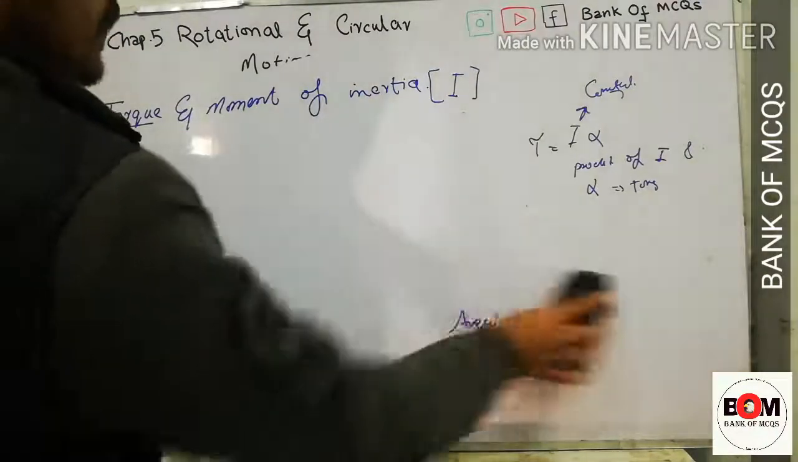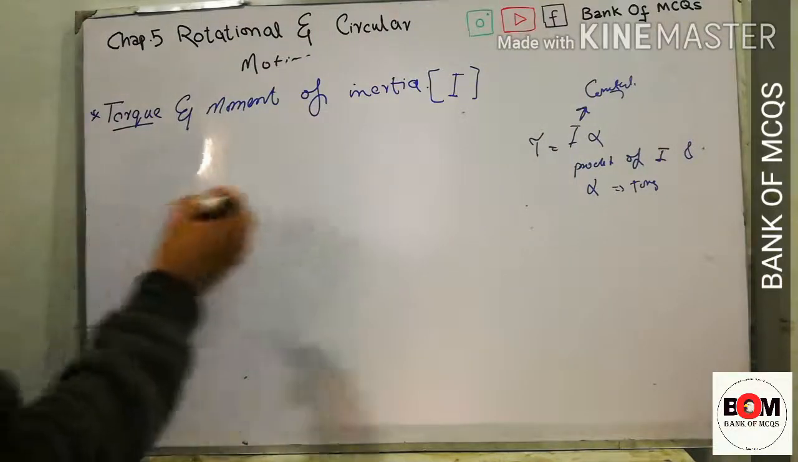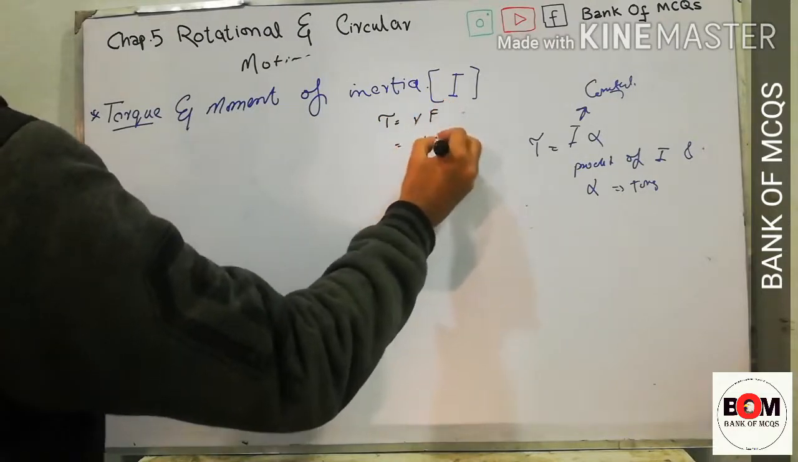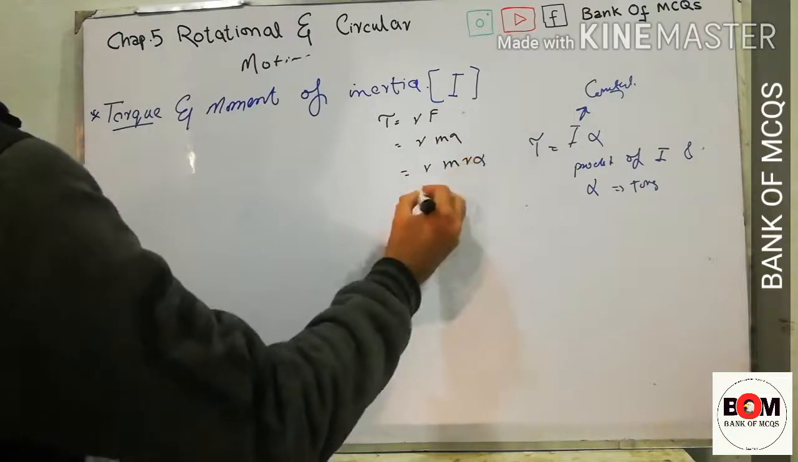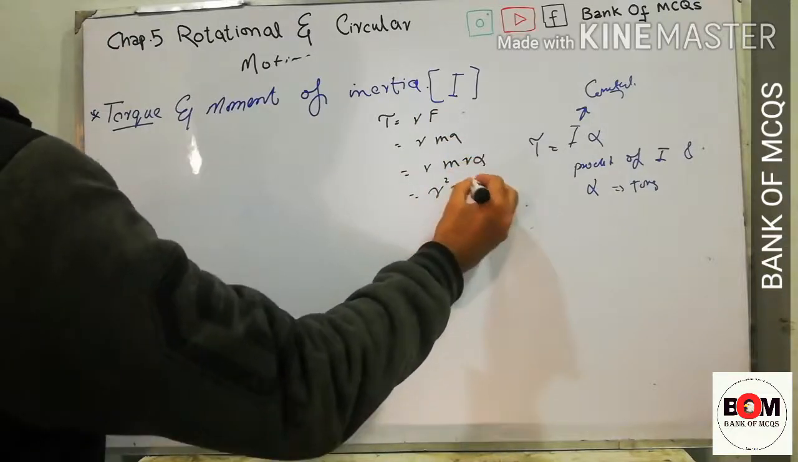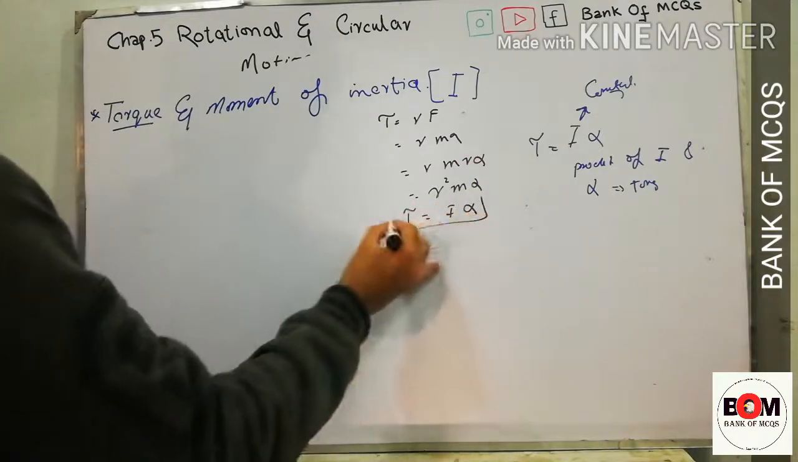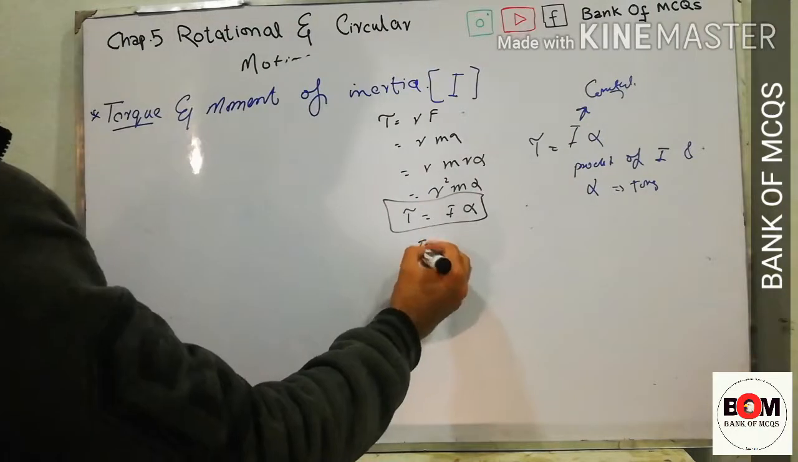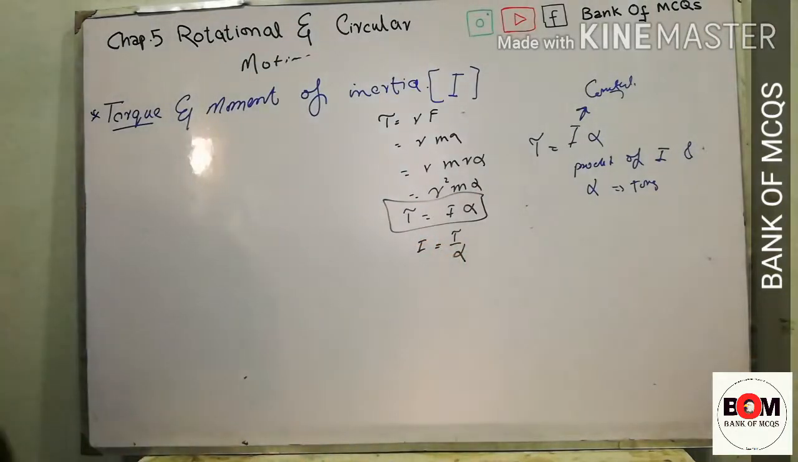So the whole equation that I derive is again torque is equal to R F, where F is equal to M a, where a is equal to R alpha, so we get R into R square M a, where I is equal to I alpha. This is the relation between angular acceleration and torque, or we can also write that I is equal to torque divided by alpha.